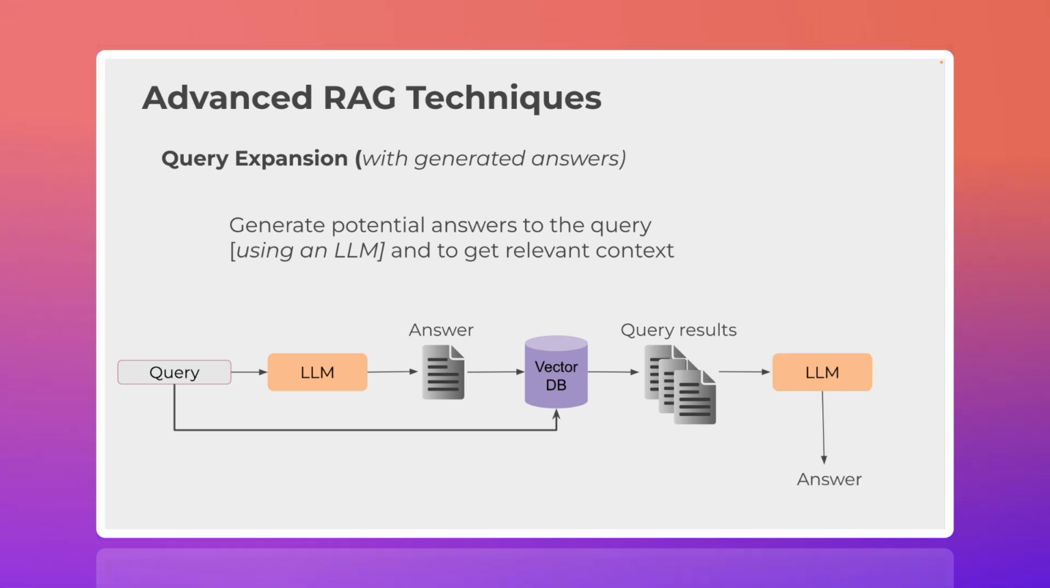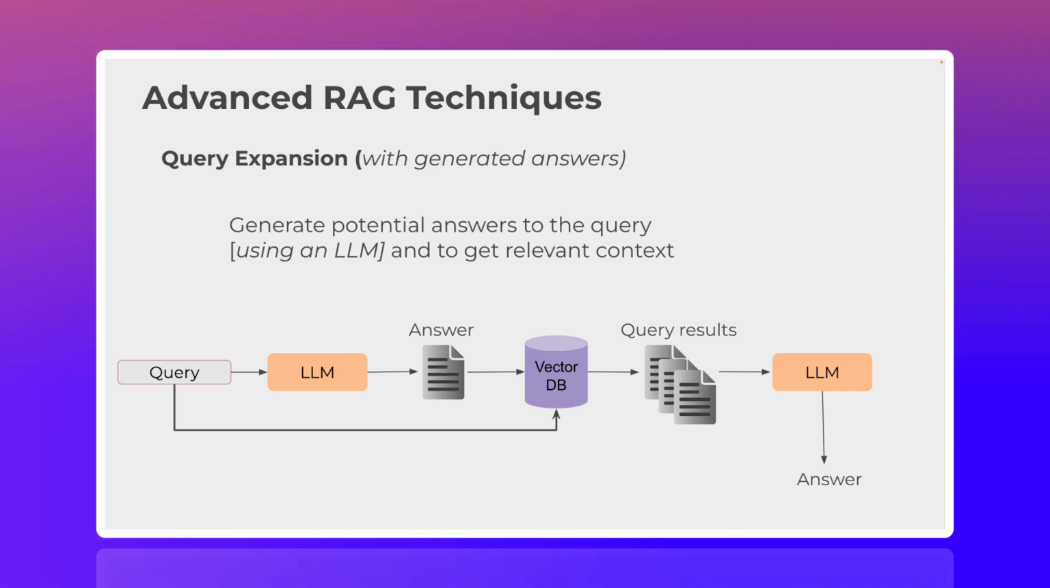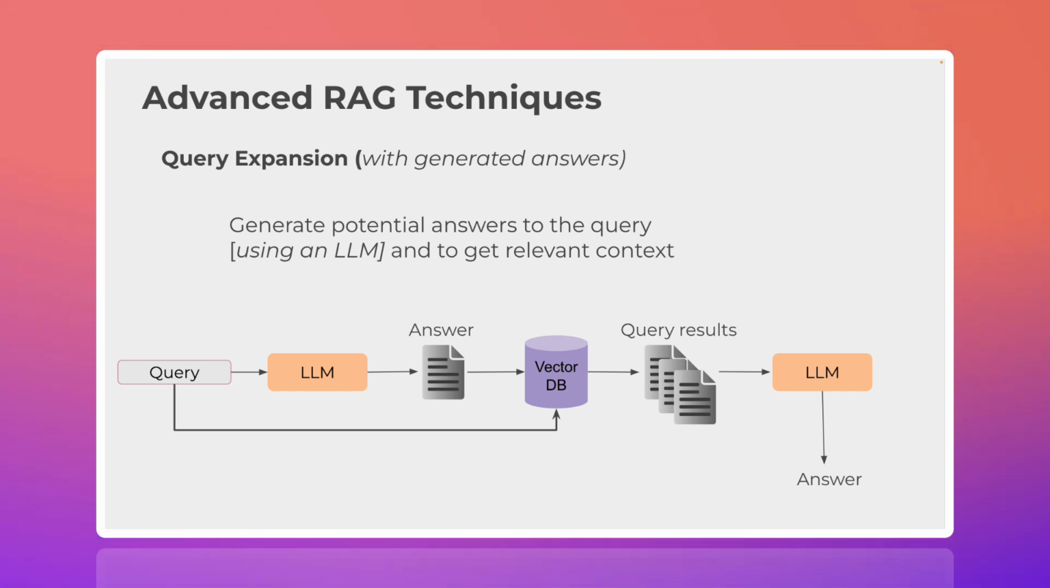So that's all we're doing here. We are using the large language model to hallucinate a little bit on that first query, and then we concatenate that answer with the original query, and use that as a new query, which we then pass through the vector database, the retrieval system, and return the query results. We pass those through the large language model again to get the results.